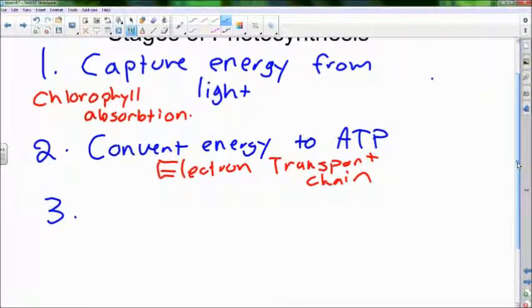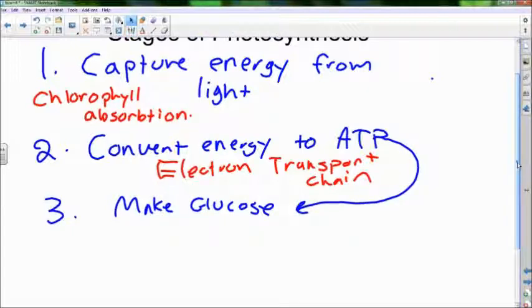Then the third step is to take that ATP that we've made and use it to make the glucose. So the ATP that was created and put together in step 2 is then going to be used as fuel to actually put glucose together. And that is a process that we call the Kelvin cycle. We call it that after a guy with an awesome name, Melvin Kelvin. He was the first scientist to actually describe how the Kelvin cycle worked.